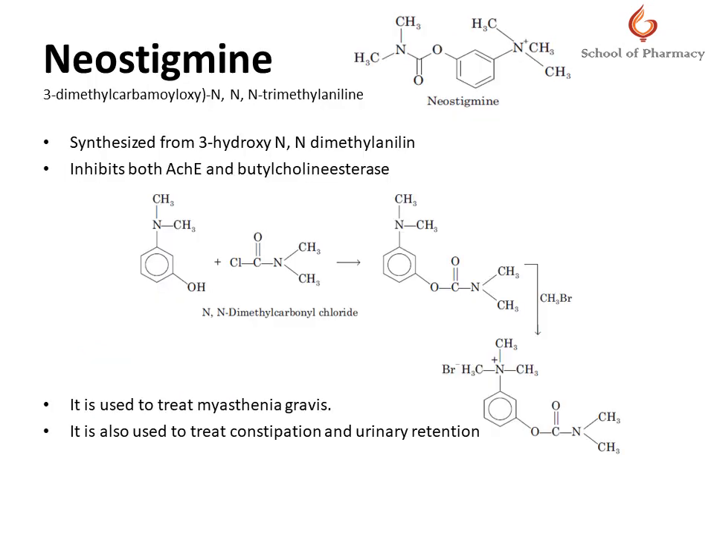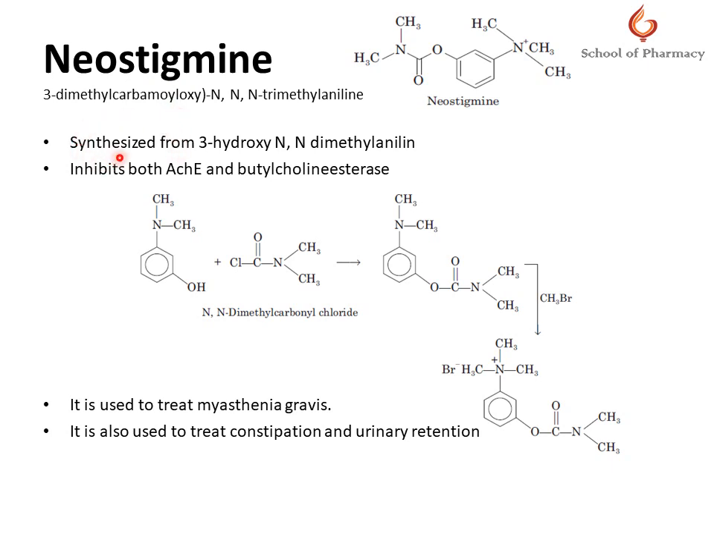Now neostigmine. Neostigmine is also a reversible cholinesterase inhibitor, and it is available as a bromide and methyl sulfate salt. It is a white, odorless crystalline powder. It is soluble in water, alcohol, and ether, and it must be protected from light like physostigmine.